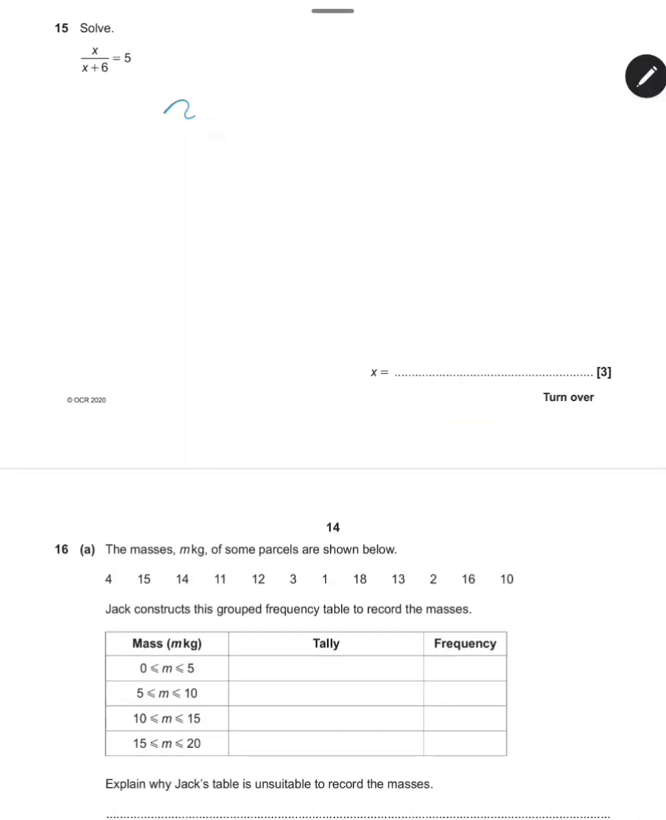In 15, we've got an equation to solve, and we've got an x plus 6 down on the bottom of this fraction here. So first thing I'm going to do is multiply both sides by x plus 6 to get rid of that.